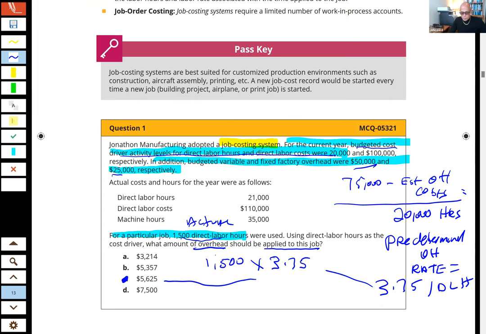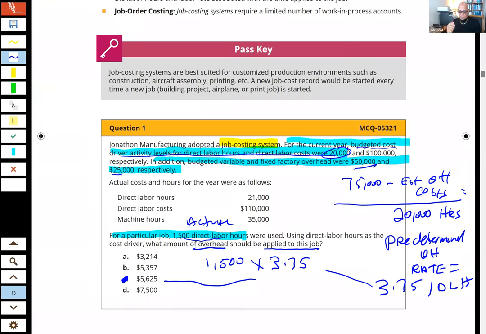Question: we grab the 20,000 from the budgeted cost driver activity. Is that correct for the bottom there? Yeah, that's where the 20,000 came from, because you're using a predetermined rate. The actual number of direct labor hours is not relevant for coming up with that rate. Doesn't matter, because I use that predetermined rate.